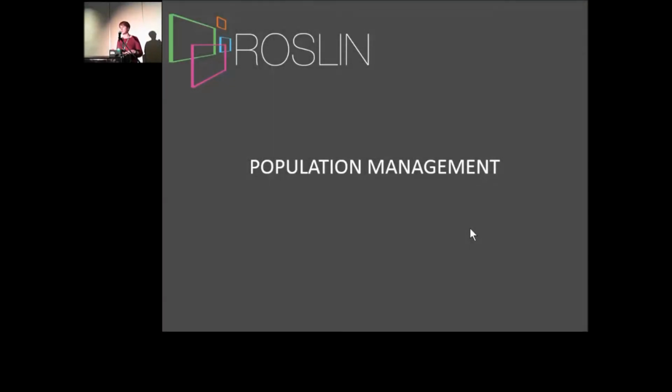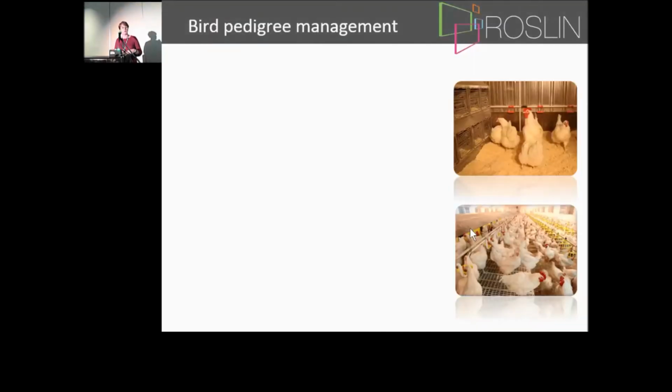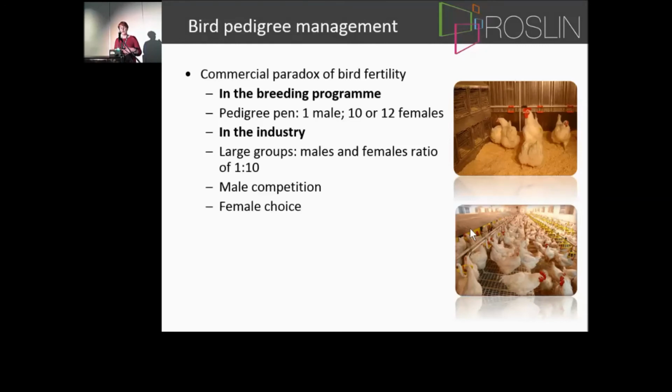So moving on to using low-density SNP panels in population management, I want to talk about academic and commercial pressures on bird management. Now, for the commercial situation, there's a kind of paradox in terms of our estimation of male fertility. The standard way that a breeding program would maintain the pedigree would be to have a pen with one male and a harem of females, maybe 10 or 12 females. He's got a fairly cozy lifestyle. So we measure his fertility across these 10 to 12 females.